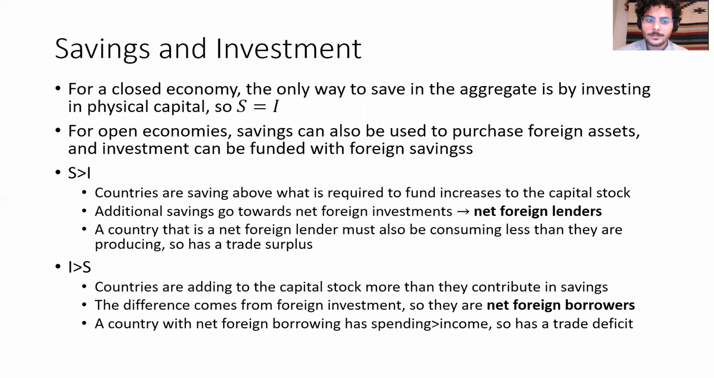For open economies, we have an extra option for what to do with our savings. We can either invest in physical capital, add to the capital stock and do domestic investment, or savings can be used to purchase foreign assets. So that's another way to have aggregate savings, by investing in foreign assets. On the other hand, investment can be funded with foreign savings. So domestic savings isn't the only source of funding for adding to the capital stock. You can also have foreign investment in domestic assets.